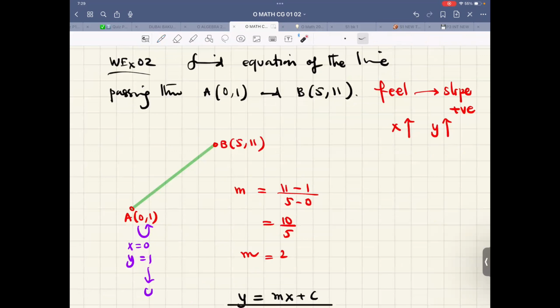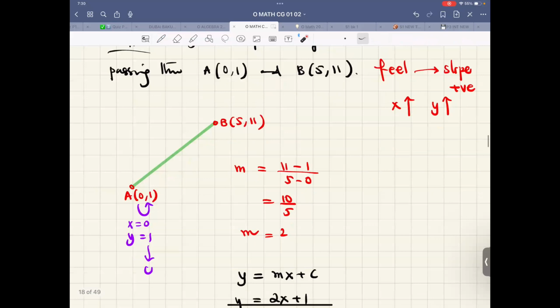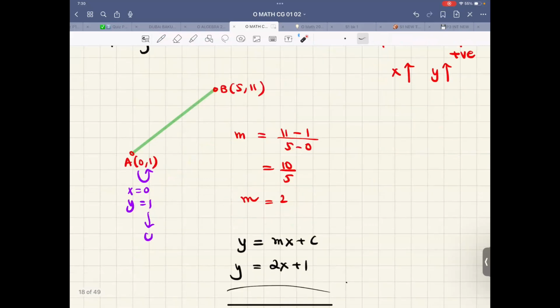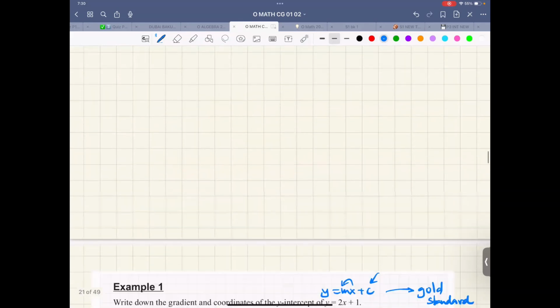Find the equation of a line passing through 0, 1 and 5, 11. And we found the gradient. And this one is the y-intercept because the x coordinate is 0. So it is necessary that the x coordinate is 0 for the y-intercept. It cannot be 11 because the y-intercept is not 0.